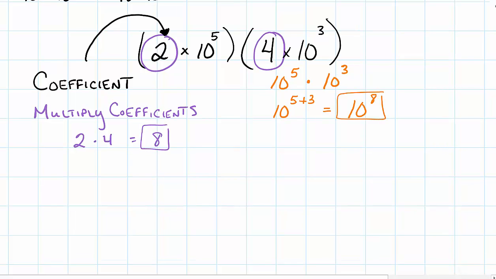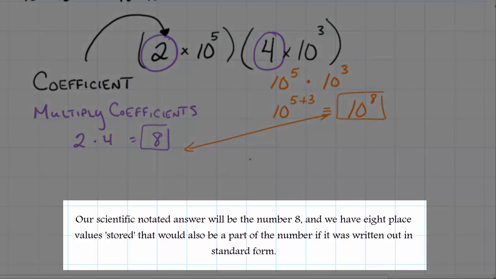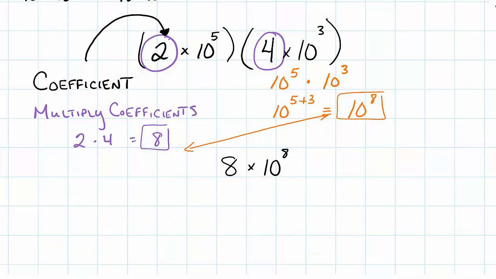And now, in order to write our answer, we're going to put these two pieces together to create our scientific notated form. So our answer is going to be 8 times 10 to the 8th power. I'm just going to check real quick, and yep, my 8 is between 1 and 9.99, so this is in scientific notated form.